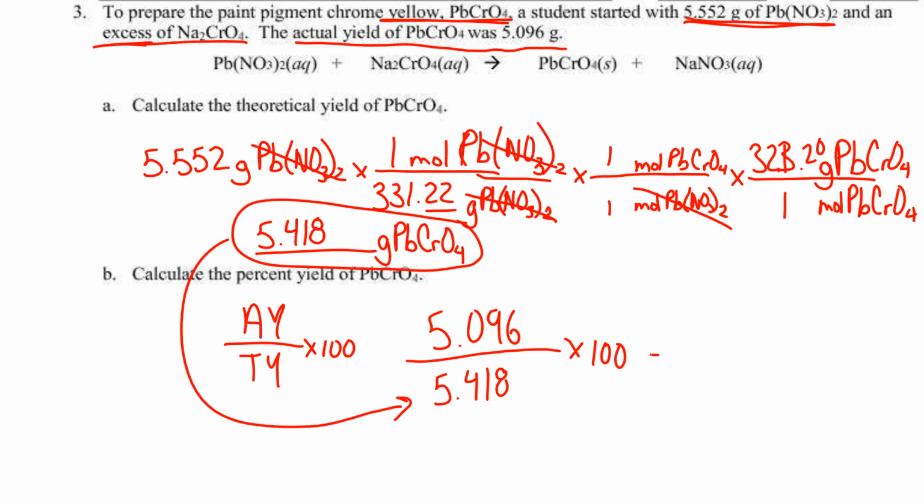All right. So going through 5.096 divided by 5.418, maintaining 4 sig figs, you get 94.06. Where did it go? Well, because I was doing something. All right. So check your answers. Make sure you have that, and go through that.